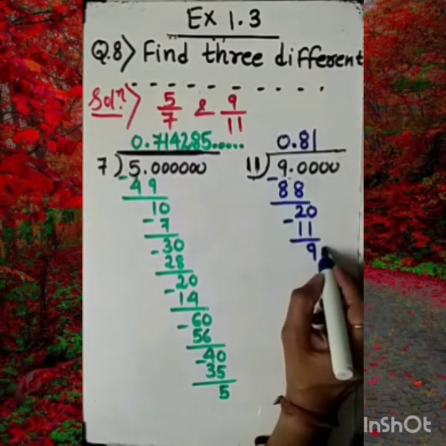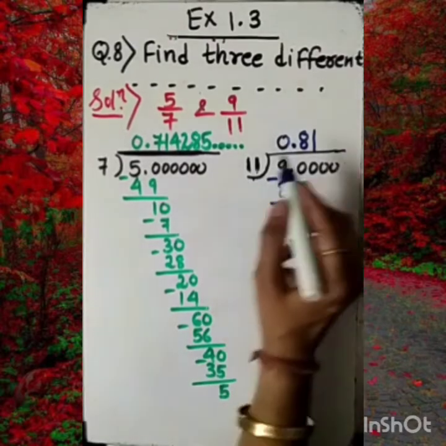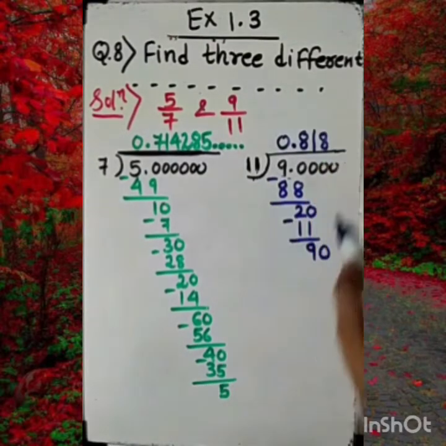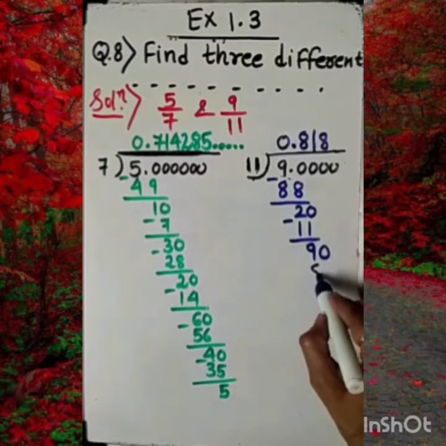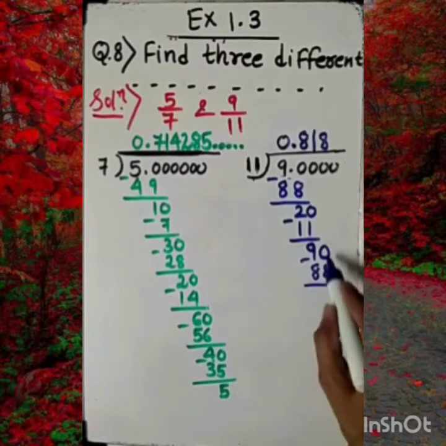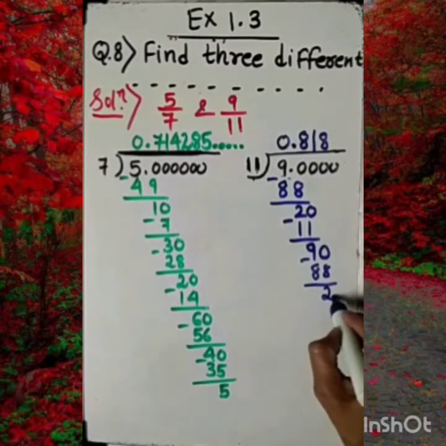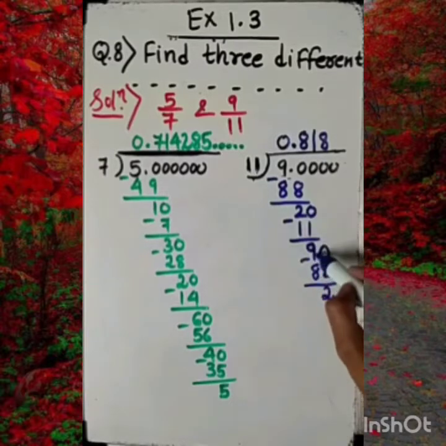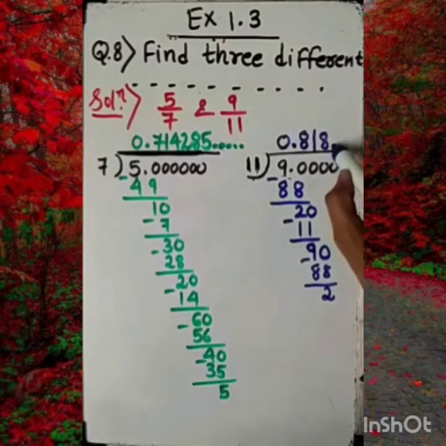One more 0 I am bringing down. Again you can see 11 twos are 22, minus, so again I have 2 here. You can see the repetition has already started. Before that 90, here also 90. So I need to mention dot dot dot here.